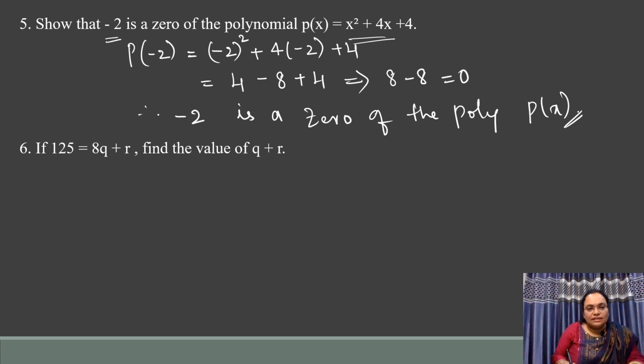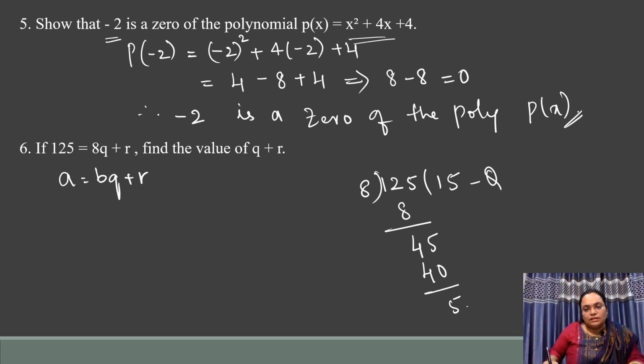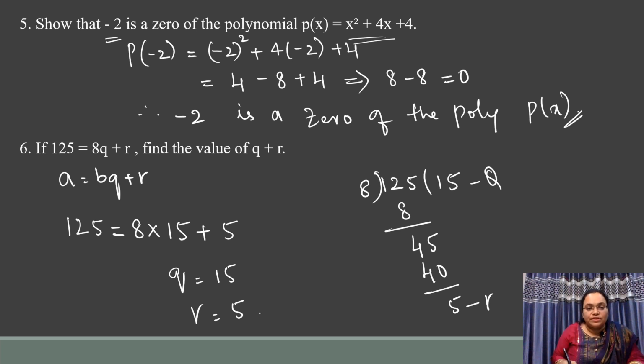So, this is in the form of a = bq + r. This is your q and this is the r. That is 125 = 8 × 15 + 5, right? So, therefore, what is the q value? q is 15 and r is 5. When you substitute in this, it satisfies both the sides.